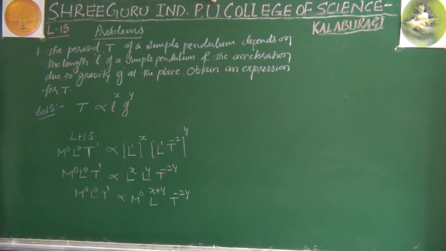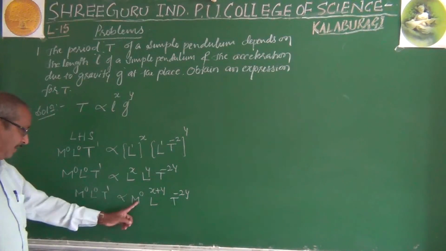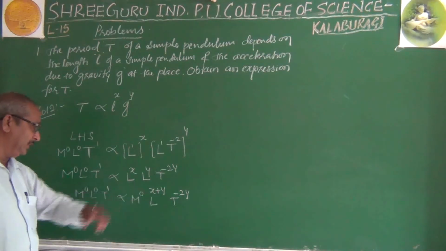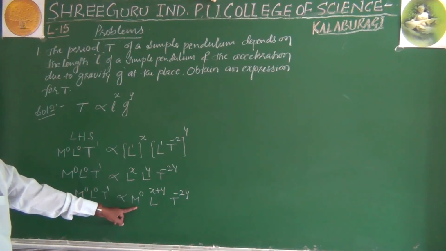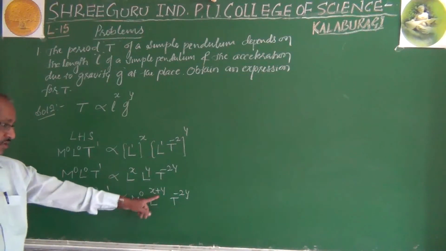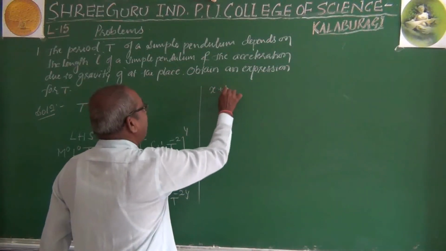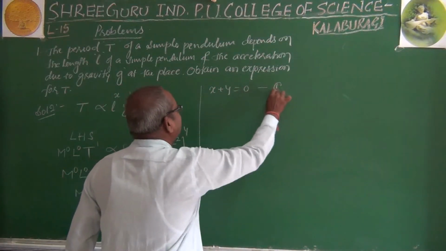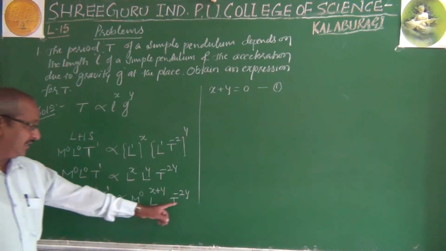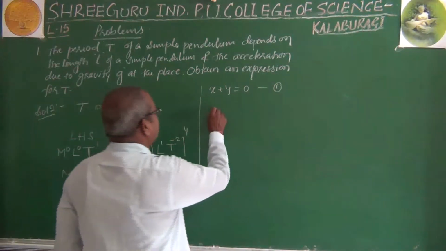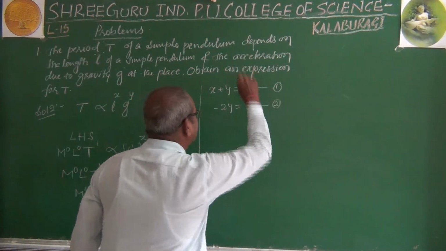Now equating the powers of the dimensions of the fundamental quantities m, L, t. Here we have m raised to 0 on both sides, so no need to consider it. Here L raised to 0, but on the other side L raised to x plus y. Therefore x plus y equal to 0. This is one equation. And another: here t raised to 1, here t raised to minus 2y. Therefore minus 2y equal to 1. This is the other equation.